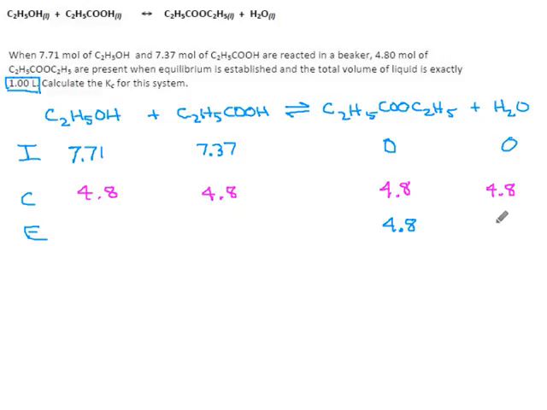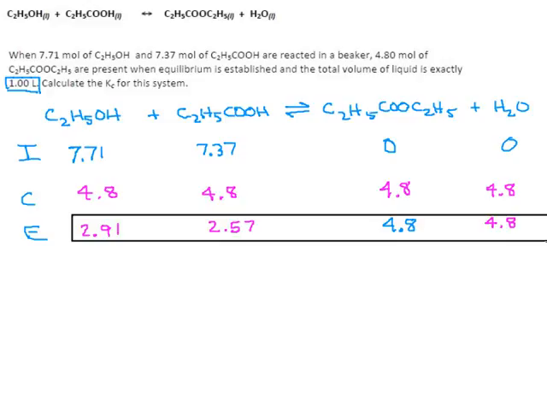We started with no water. We made 4.8. We must have 4.8 moles per liter of water now. We started with 7.37 of propanoic acid. We used up 4.8, so that takes us down to 2.57. And for this, 7.71, 2.91. I'm going to double check that. 7.71 minus 4.8. Yeah, 2.91. Okay, good. So that looked horrible, but finding the equilibrium amounts actually turned out to be no big deal. It was nice that it was 1 to 1.